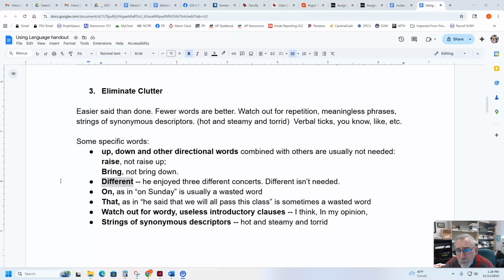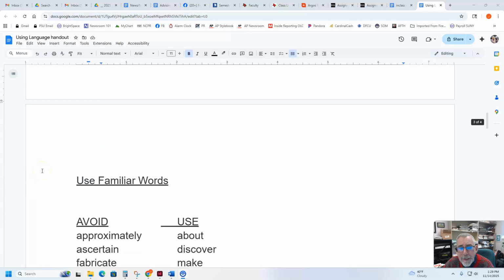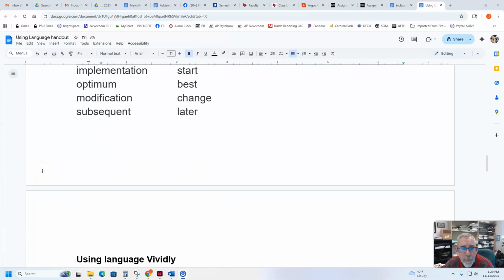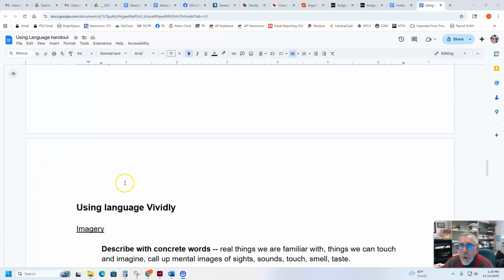Watch out for wordy, useless introductory clauses like I think or in my opinion. Just say it. It wouldn't be your thought or your opinion if you hadn't put it in there. Of course it is. Strings of descriptors, hot, steamy, torrid, that'll be an example that we have. Sometimes we do repetition. Now, if you're trying it for a literary effect and you want to intentionally use repetition, that can be useful. But just make sure it's not accidental, just making it wordy. Using language vividly, we'll get to that in a moment.